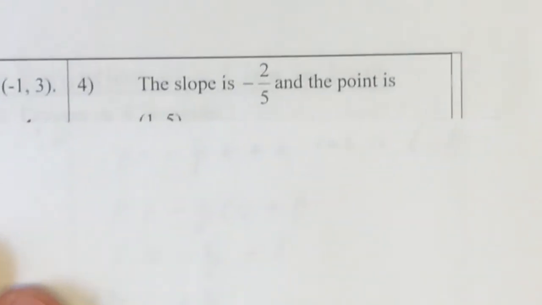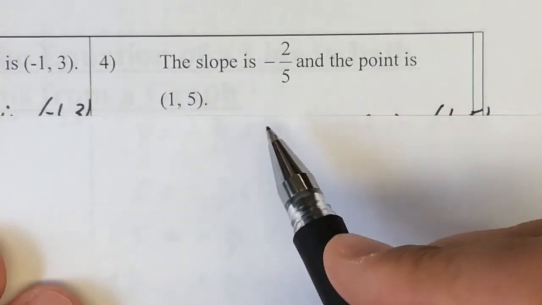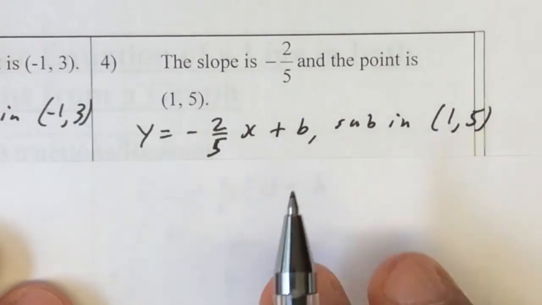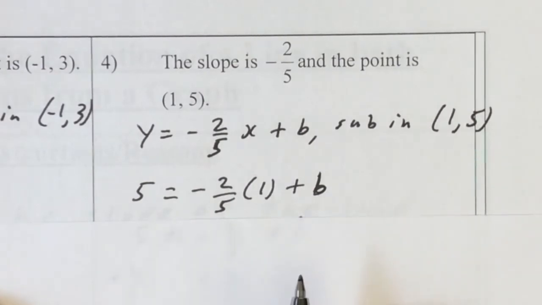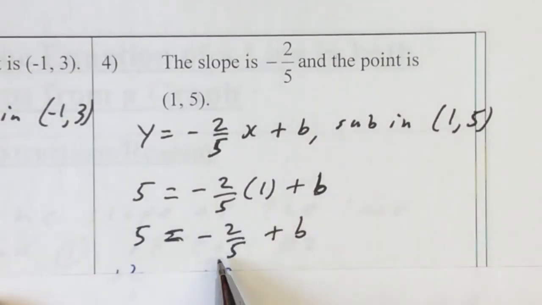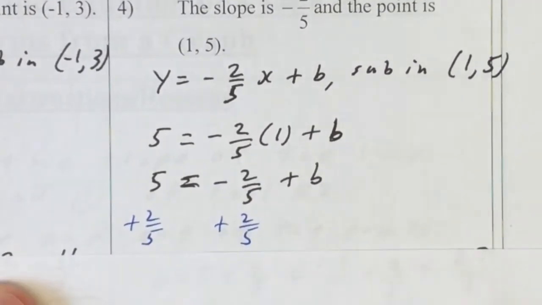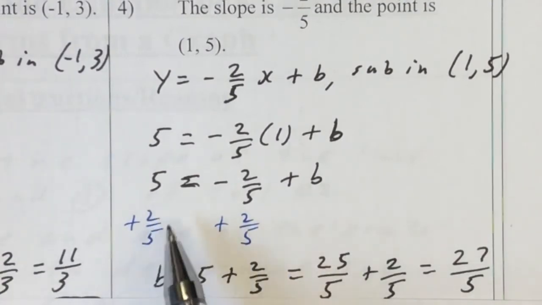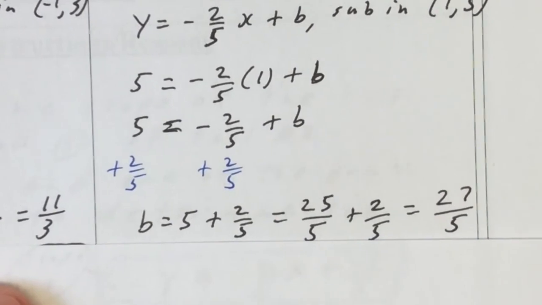Next one. Okay, slope is negative 2/5 and the point is 1/5. Sub in the slope where it's supposed to go, sub in 1/5 where it's supposed to go. Okay, multiply the 1, it stays the same. Now you're going to add 2/5 to both sides. And b equals 5 plus 2/5. 5 is 25 over 5. Plus 2/5 is 27 over 5.